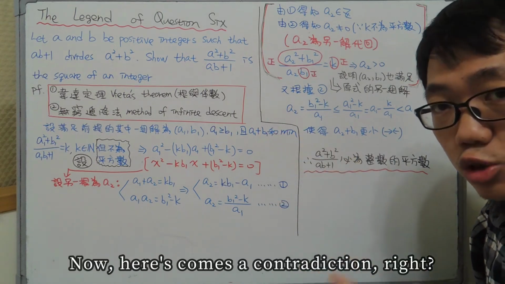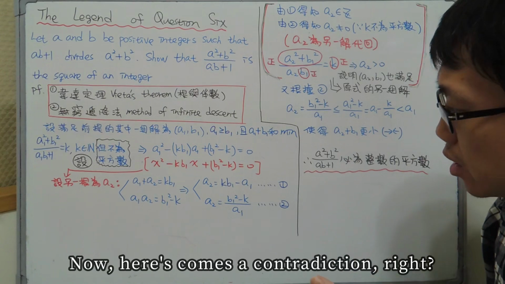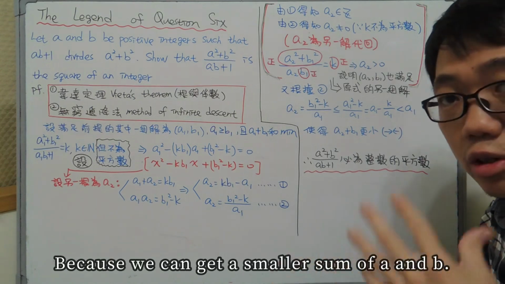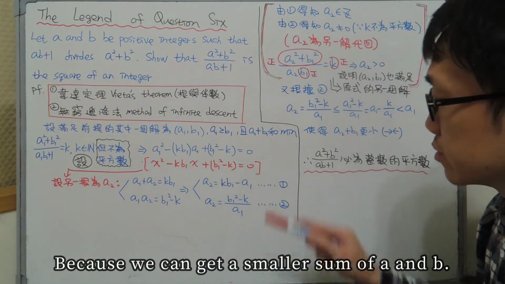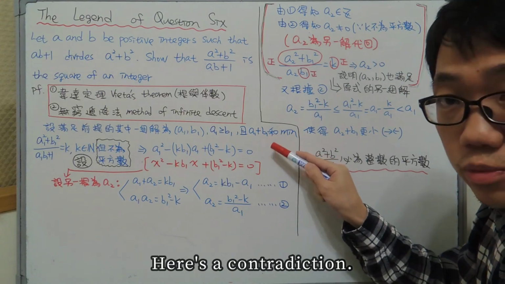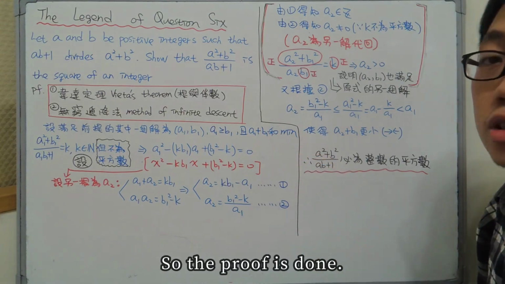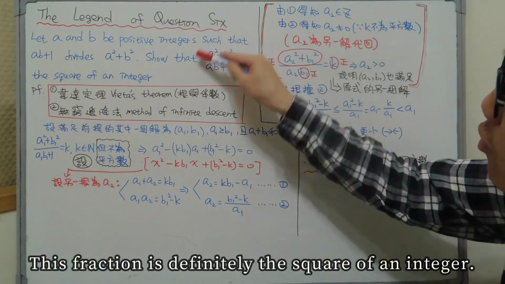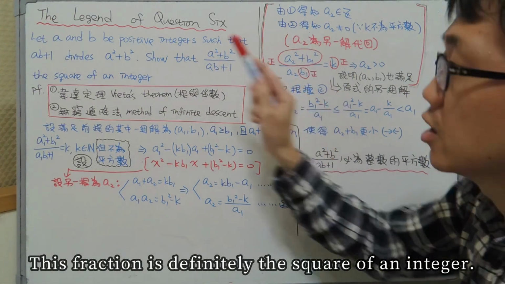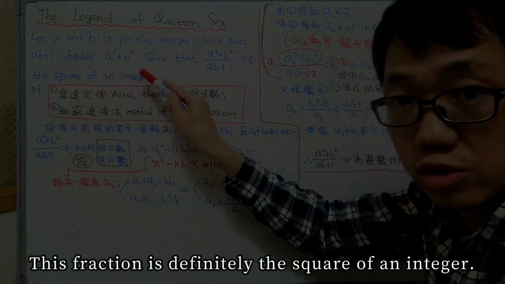Now, here comes a contradiction, right? Because we can get a smaller sum of a and b. Here's a contradiction. So, the proof is done. This fraction is definitely the square of an integer.